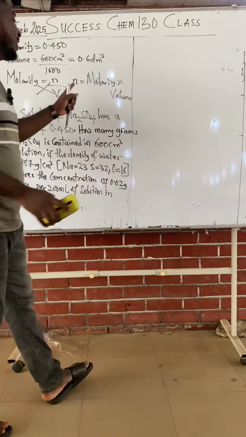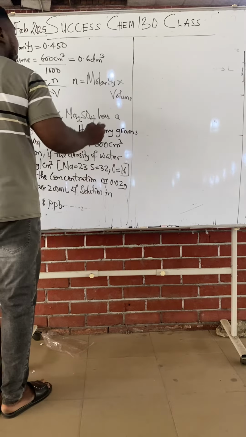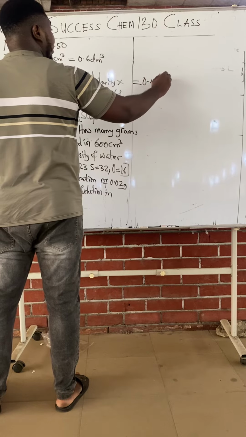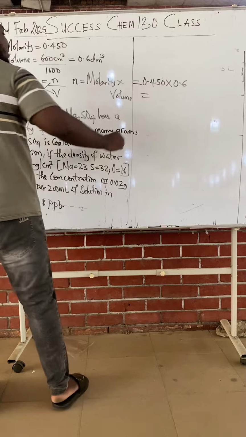Class, if I get my number of moles, I can now get the mass. How many grams means mass, right? But let me get the number of moles first. Number of moles is molarity times volume. What's my molarity? 0.450. And what's my volume? 0.6. So what's 0.450 times 0.6?